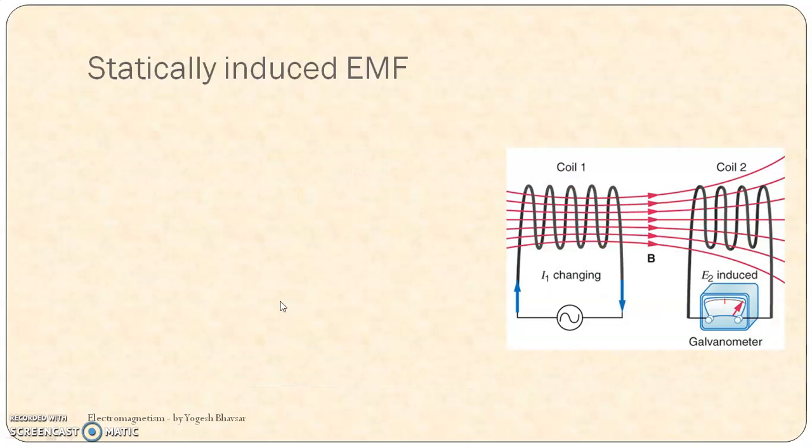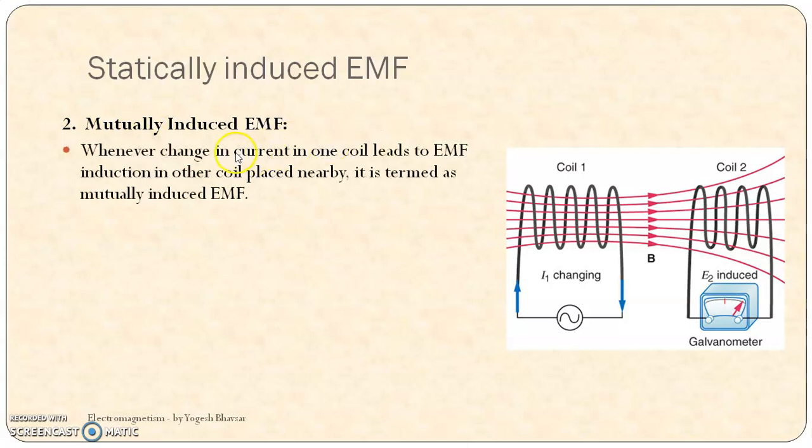Okay, the second one in statically induced EMF is the mutually induced EMF. Previously we have seen self-induced EMF. Now here it is mutual. Mutually means due to one coil there will be an induced EMF in another coil. So whenever a change in the current in one coil leads to EMF induction in the other coil, which is placed near this first coil, then the EMF induced in the second coil is called mutually induced EMF.